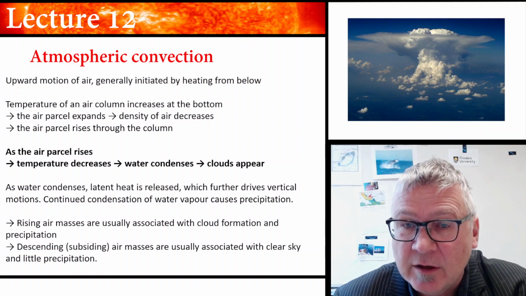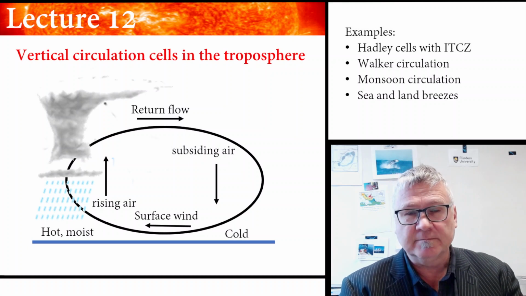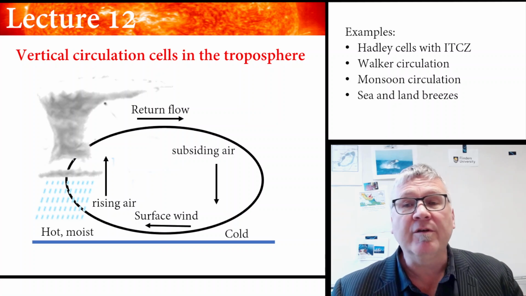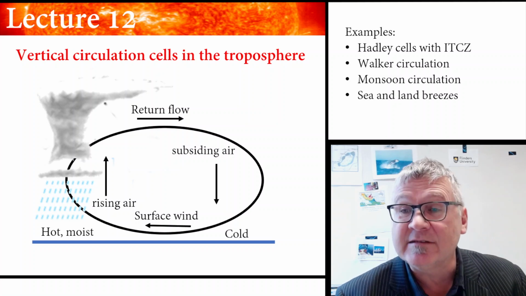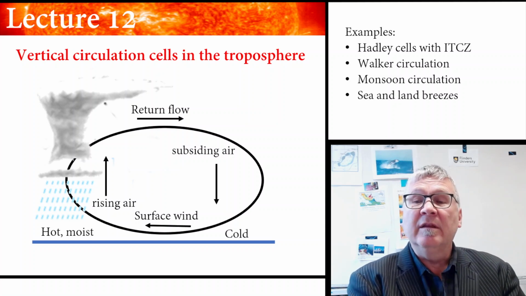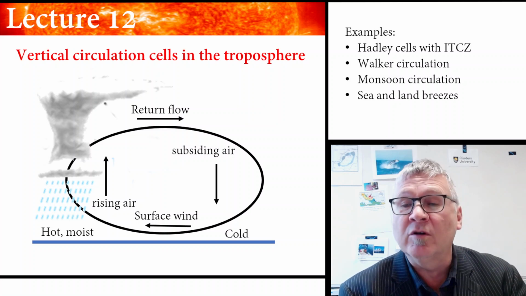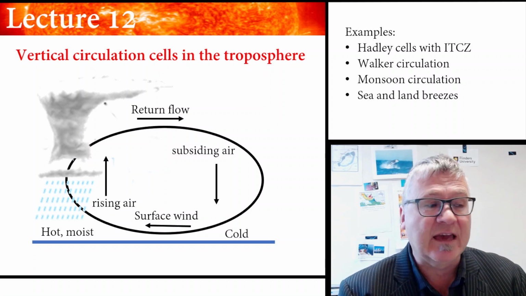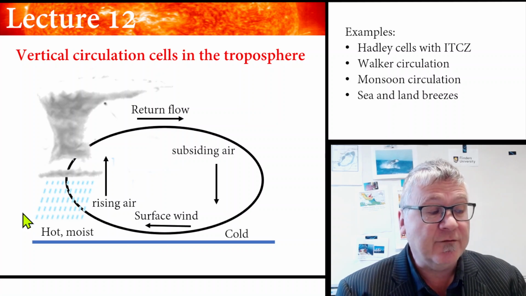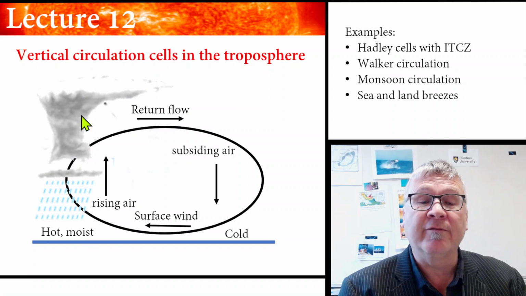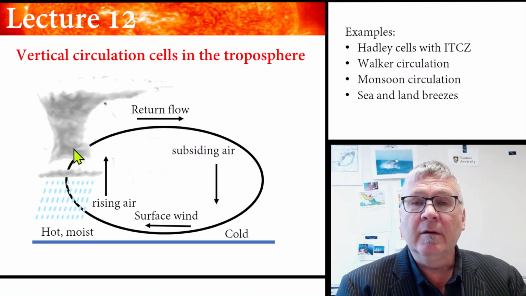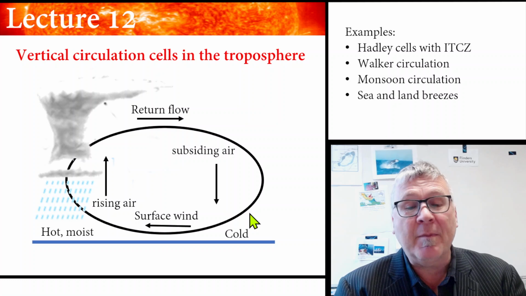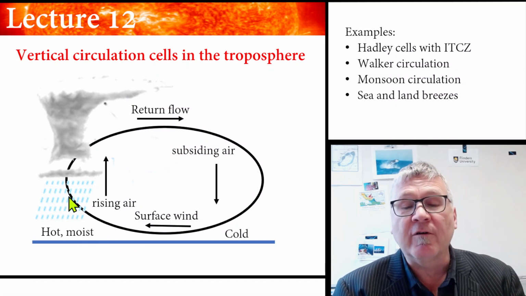All right, and this brings us now to vertical circulation cells. There are a number of these vertical circulation cells with vastly different horizontal scales. There are the Hadley cells, the Walker circulation, monsoon circulations, and we're also talking about land and sea breezes. So the general structure is shown here in this sketch. You have atmospheric convection, rising air, and this leads to a surface wind feeding air masses into that zone of rising air.